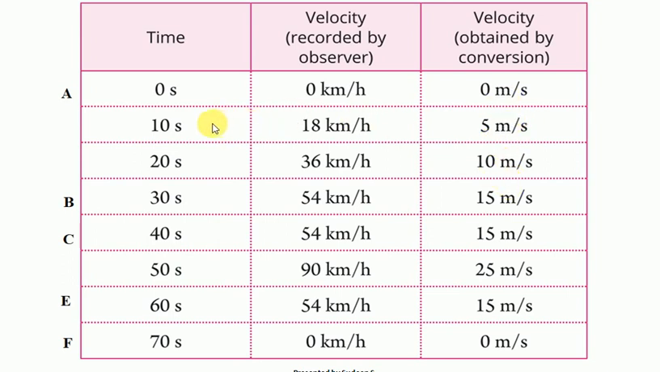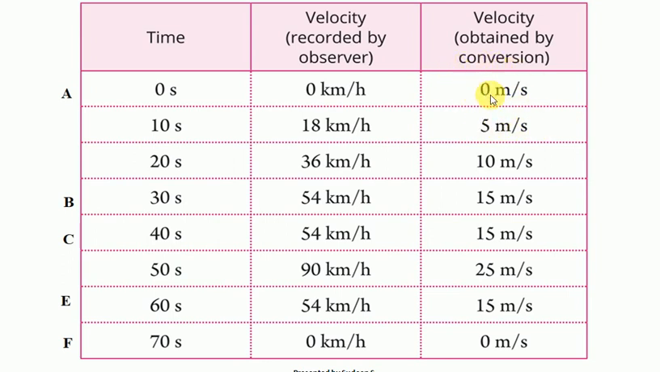If you calculate for any interval, that is from 0 to 10 seconds, or 10 to 20 seconds, or 20 to 30 seconds, the acceleration of the object will be constant, that is 0.5 meter per second square. If I want to calculate from 0 to 10 seconds, I will take 5 meters per second as my final velocity.